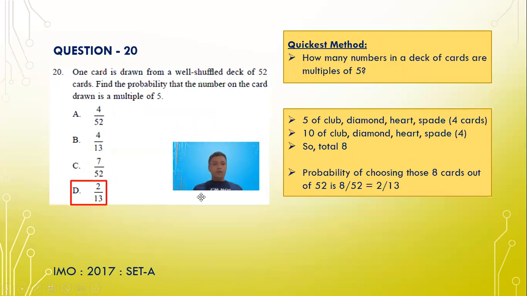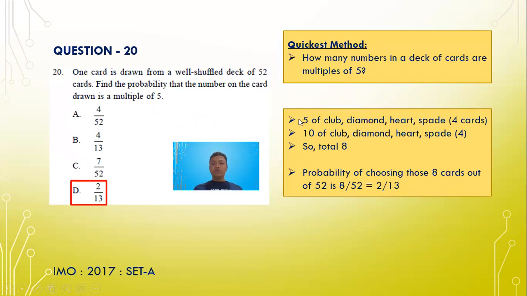Okay. One card is drawn from a well-shuffled deck of 52 cards. Find the probability that a number on the card drawn is a multiple of 5. Okay. So in a deck of cards, how many cards are multiples of 5?